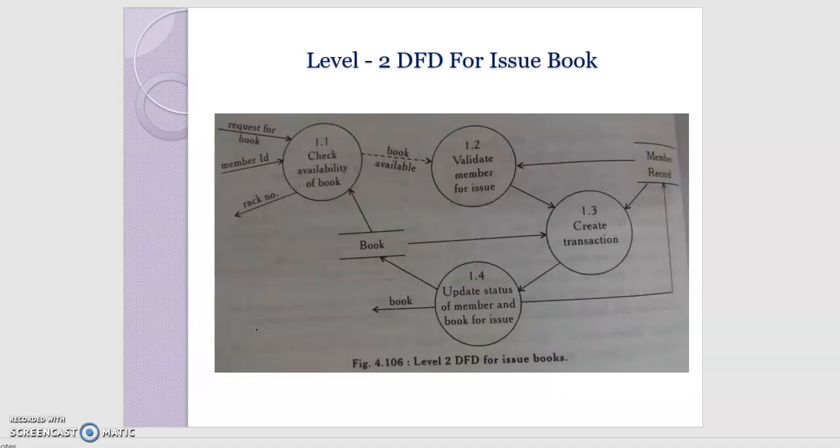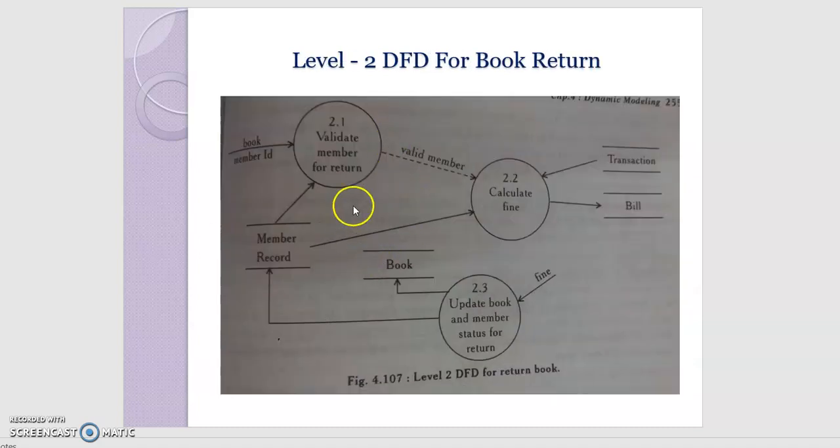Then here the level 2 data flow diagram for return book is given. Here you have to consider each process in detail and the data stores for that particular process.